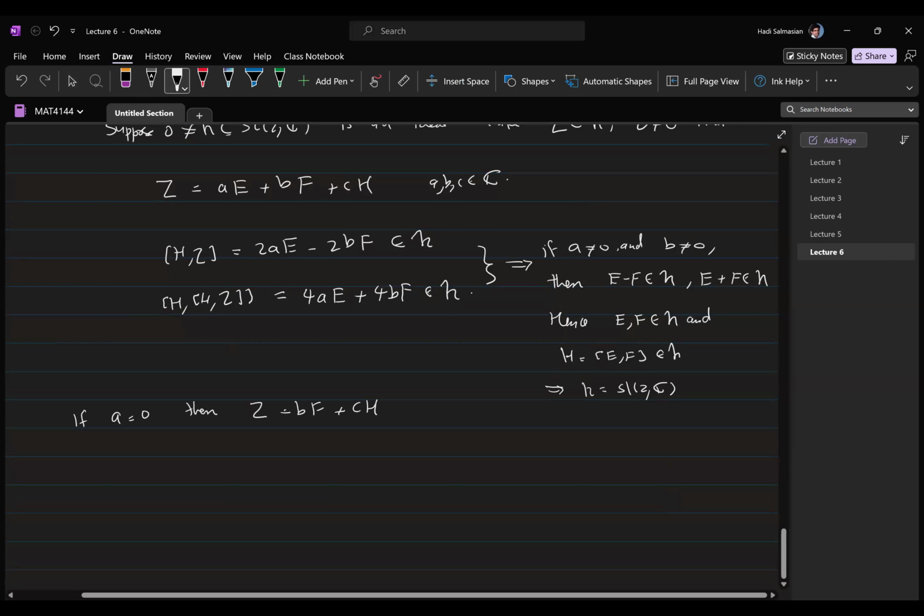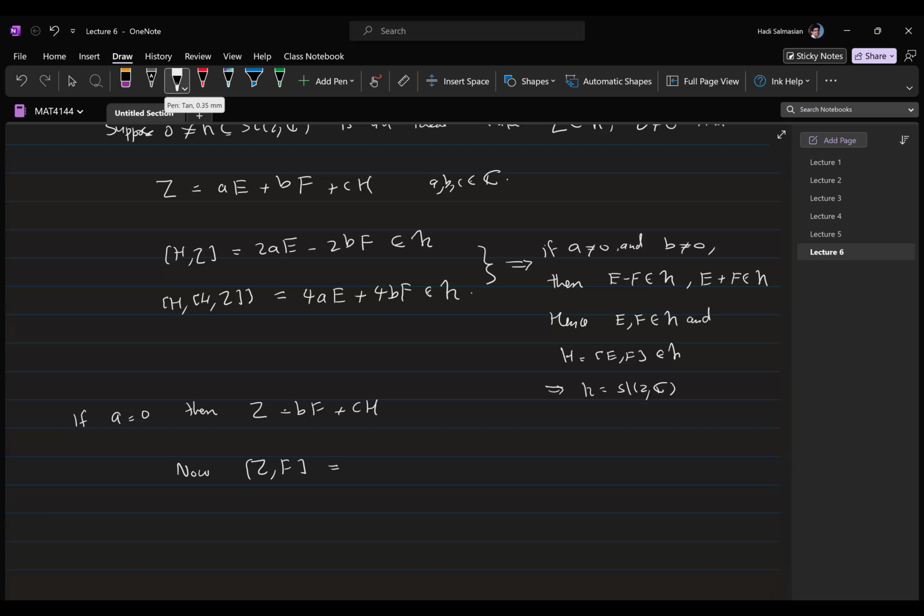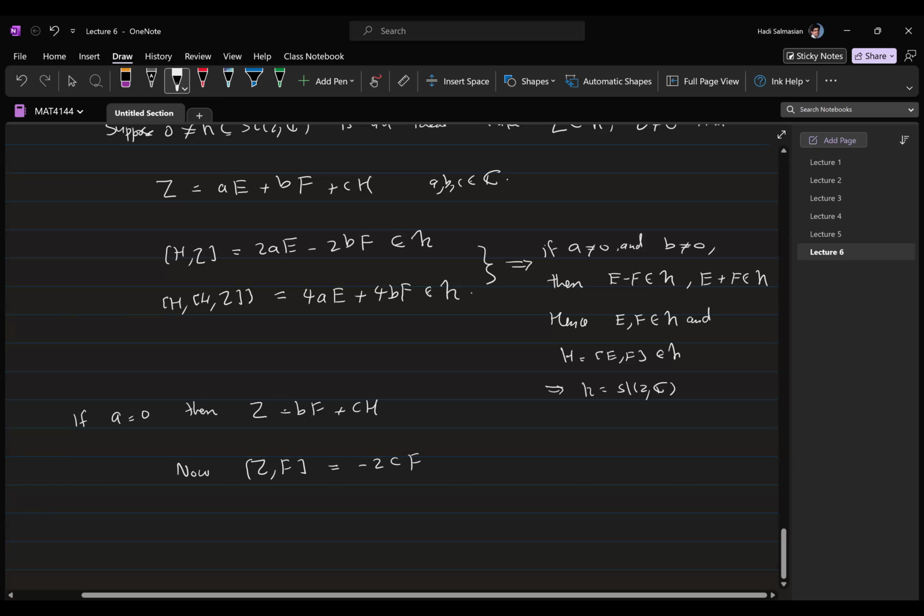And this time, you could look at ZF, or rather FZ. It doesn't matter. So what do I get as ZF? I get this FF, which is 0. And then I have this C times HF, which I get minus 2CF. Okay.